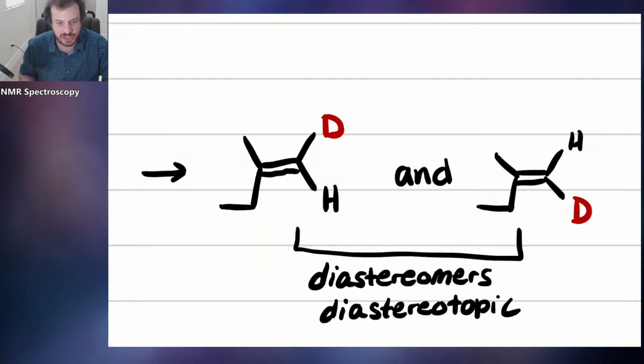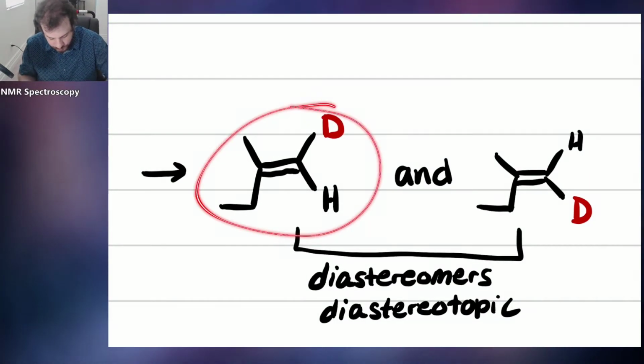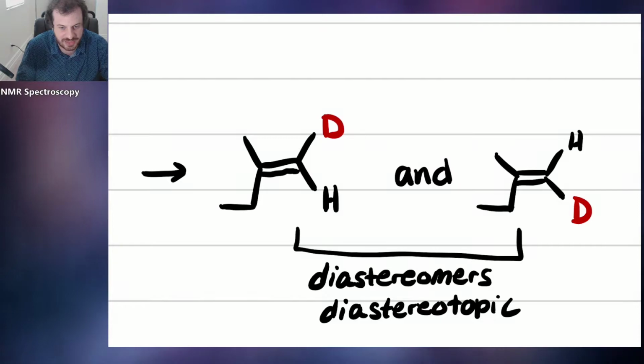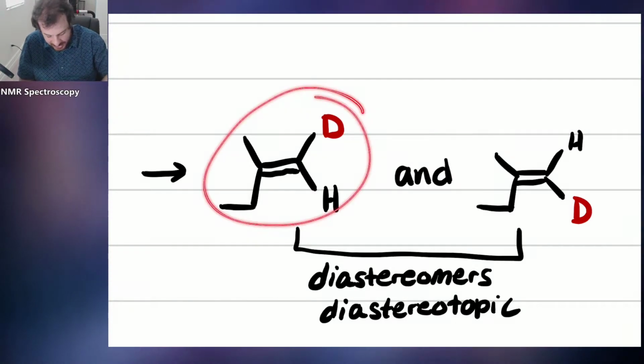And then what's the relationship between these two compounds? Well, these are diastereomers. Remember that diastereomers don't necessarily have to be chiral compounds. In this case, alkenes can be diastereomers. That was one of our early definitions of stereoisomer, these alkenes being E or Z.